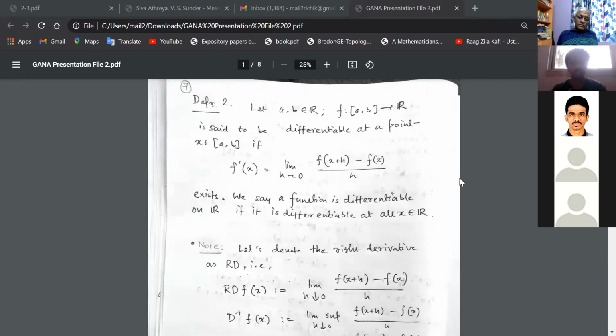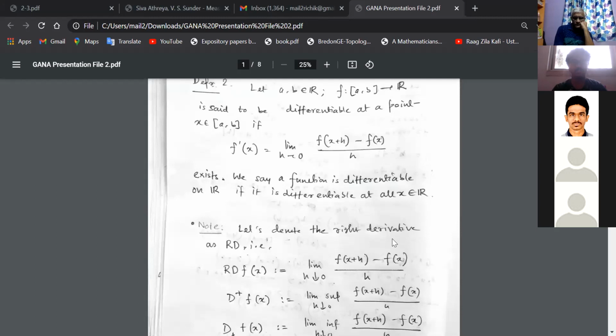So let's take the definition of a differentiable function on R. Take two real numbers a and b and define a function f from the compact interval [a, b] to R. The function f is said to be differentiable at a point x in the closed interval [a, b] (we can consider it open also) if f'(x) equals the limit as h tends to 0 of (f(x+h) - f(x))/h, if this limit exists. We say the function is differentiable on the whole of R if f'(x) makes sense for all x in R. Then we say the function is differentiable.